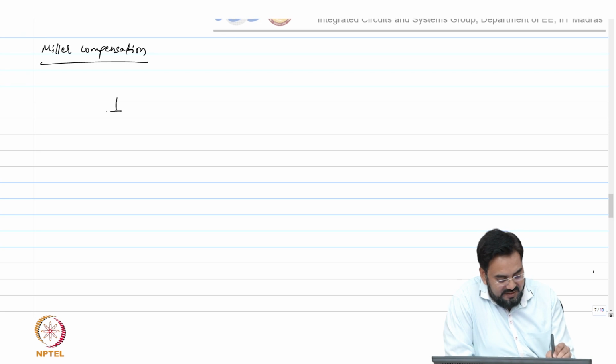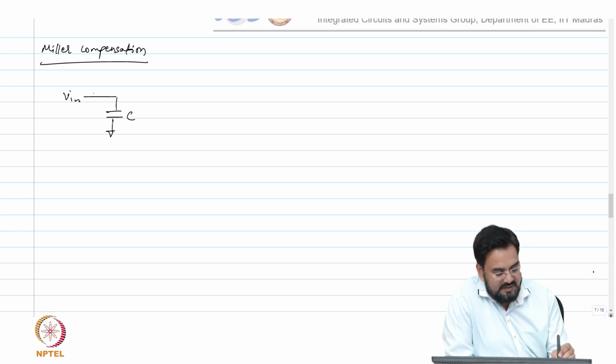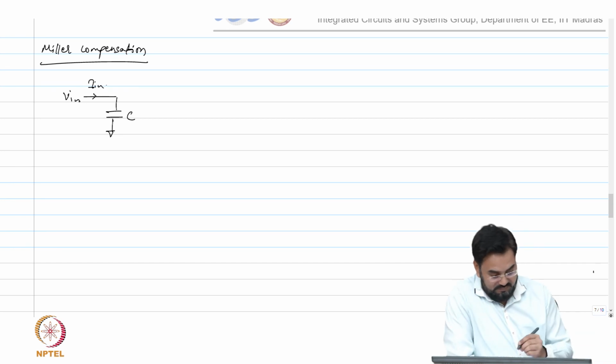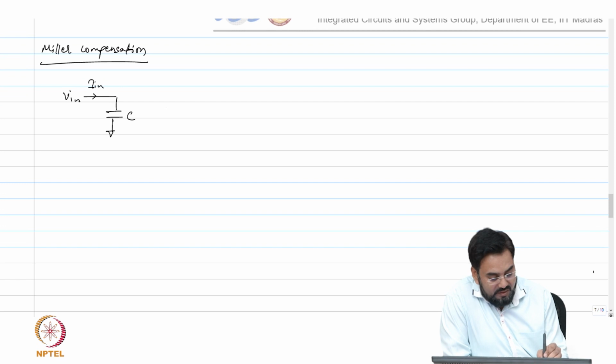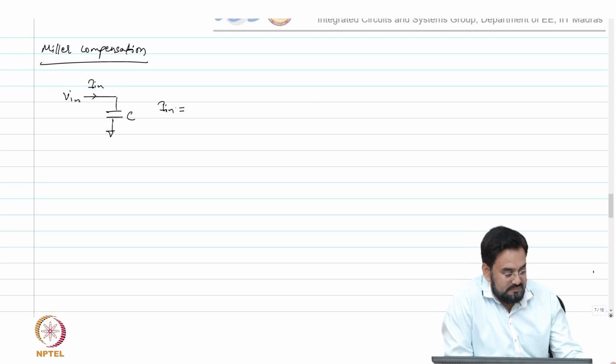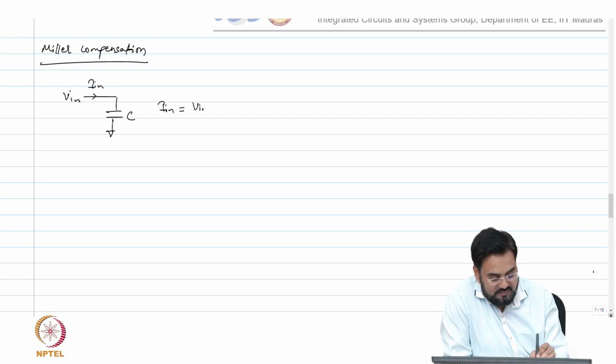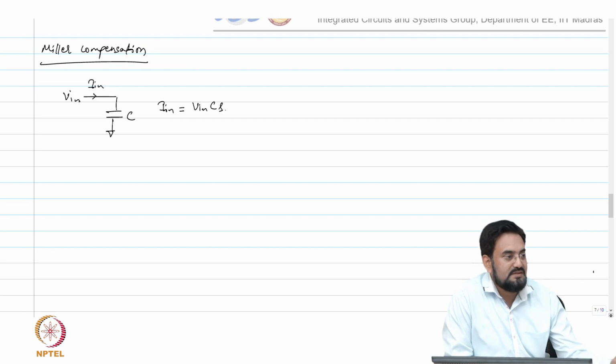So now let's say we have this cap, which is C. We apply a V in voltage. So what is current I in? V in times CS.